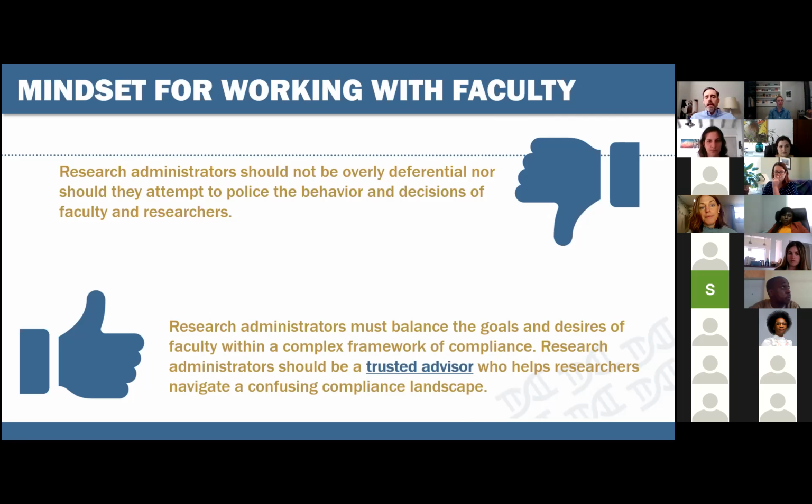So what we advise is, in that balance, you're looking to be their trusted advisor. When they come to you and say, I want to do this, you say, well, the rules say we can't do it exactly that way, but I know what you're trying to achieve. Let me help you find a way to get there. Let me help you find a way to do what you want to do that's not going to break the rules or get us in trouble. You really become that trusted advisor to help them navigate the compliance or the rules.